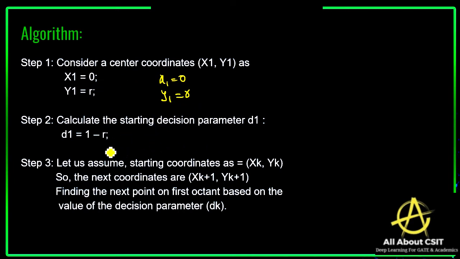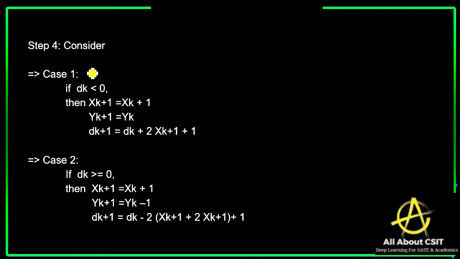Calculate the starting decision parameter. Let's take the decision parameter as 1 minus radius. Now let us assume the starting coordinates are xk, yk, and the next coordinates are xk plus 1, yk plus 1. So we find the next point in the first octant based on the value of the decision parameter. Based on the decision parameter only, we are going to find the next point. Every next point can be generated with the help of the decision parameter.